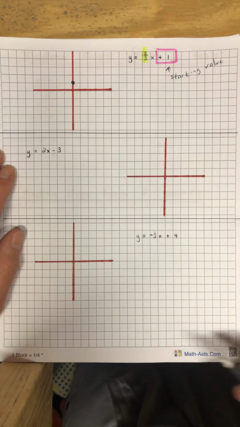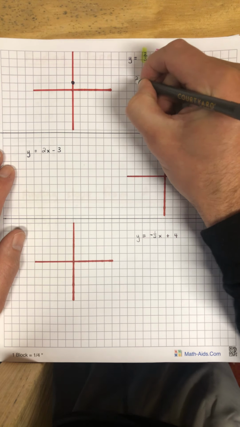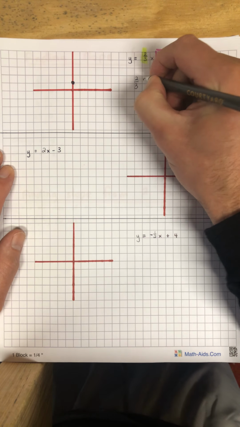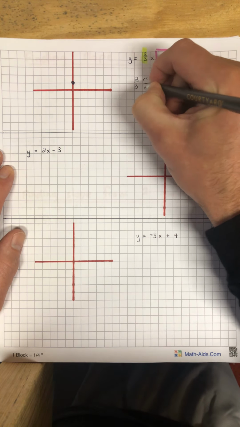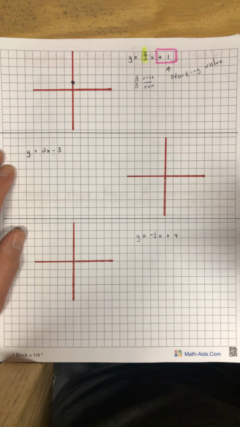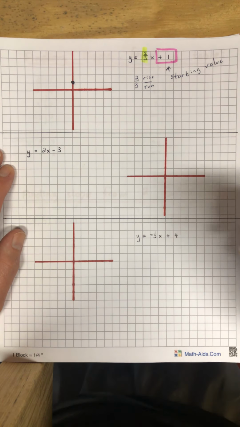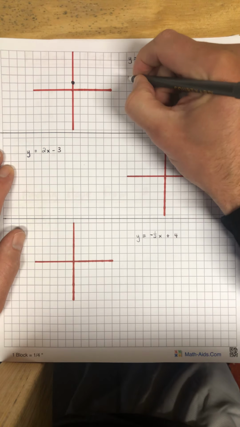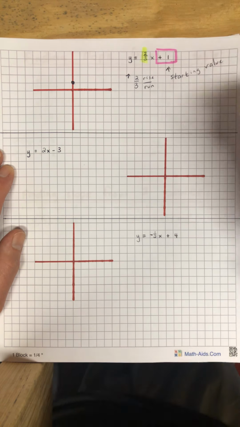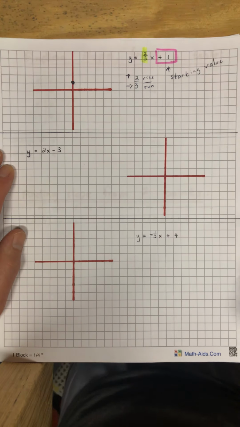Now, the slope tells us where to move from there. The slope in this case is 2/3. That's a rise and a run. Rise is going to tell me how many spaces I'm going to go up or down. The run is going to tell me how many spaces I'm going to go to the right. So with a rise of 2, that's a positive 2, that means I'm going to go up 2, and I'm going to go to the right 3.